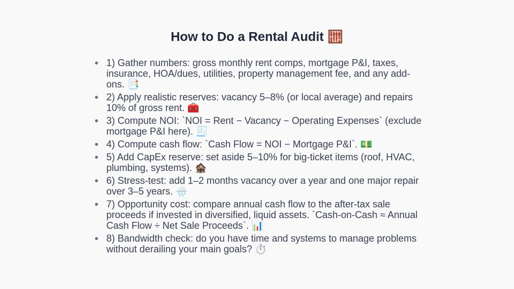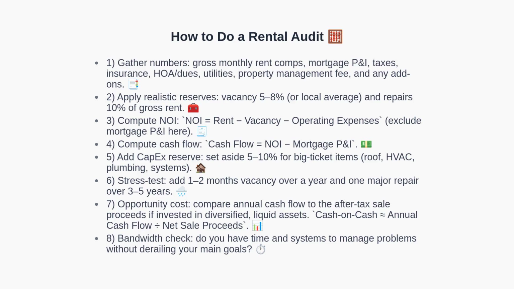First, gather all relevant numbers including rent comps, mortgage principal and interest, property taxes, insurance, HOA dues, utilities, and property management fees. Second, apply realistic reserves by using a vacancy rate of 5 to 8% or the local average and budgeting 10% of gross rent for repairs. Third, compute net operating income by subtracting vacancy and operating expenses from rent while excluding mortgage principal and interest. Fourth, compute cash flow by subtracting the mortgage principal and interest from the net operating income.